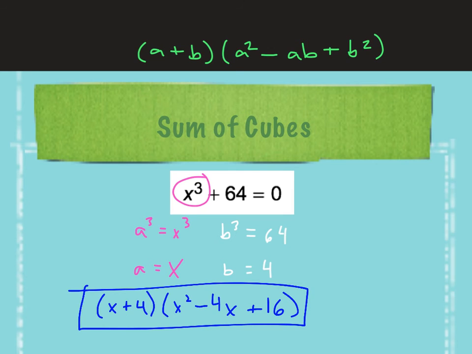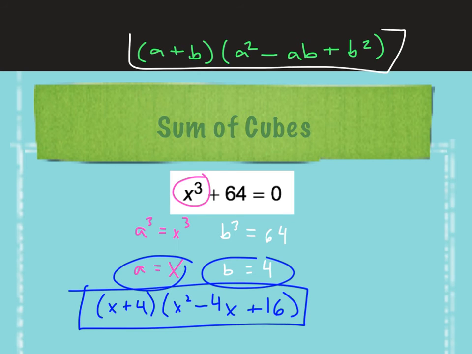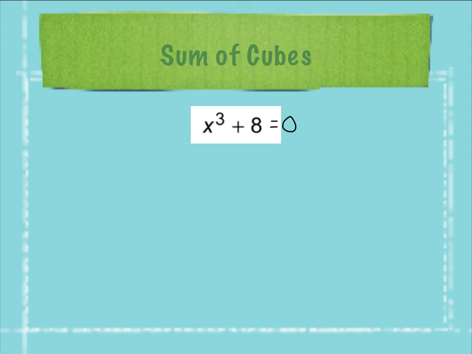So all we need to do is find what our A is, what our B is, and then just plug it in to our formula up here. No, this is as factored as it can be. We don't have two factors of 16 that add to -4, so we can't factor it anymore. Okay.